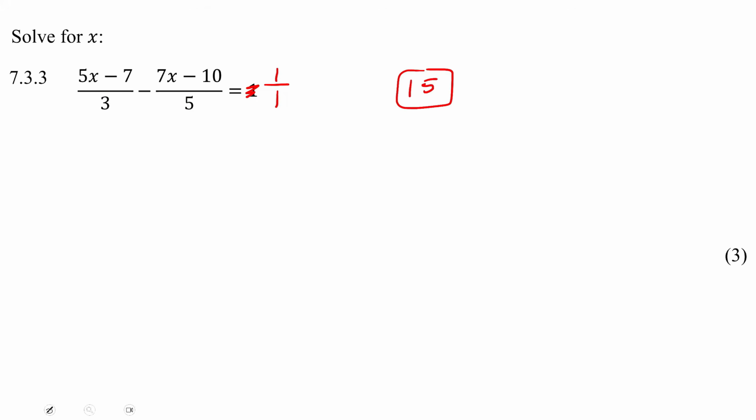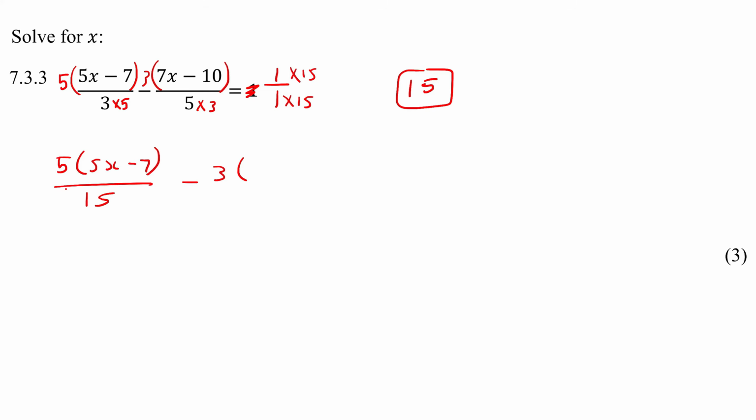To get 15, I could multiply this by 5, and what you do to the bottom, you must do to the top. Because there's two terms here, I'm putting it in a bracket. To get this to become a 15, I would multiply by 3. What you do to the bottom, you must do to the top. And then to get this to a 15, what you do to the bottom, you do to the top. So now what we have is 5 times (5x minus 7) over 15, minus 3 times (7x minus 10) over 15. I'm just writing it a little bit bigger.